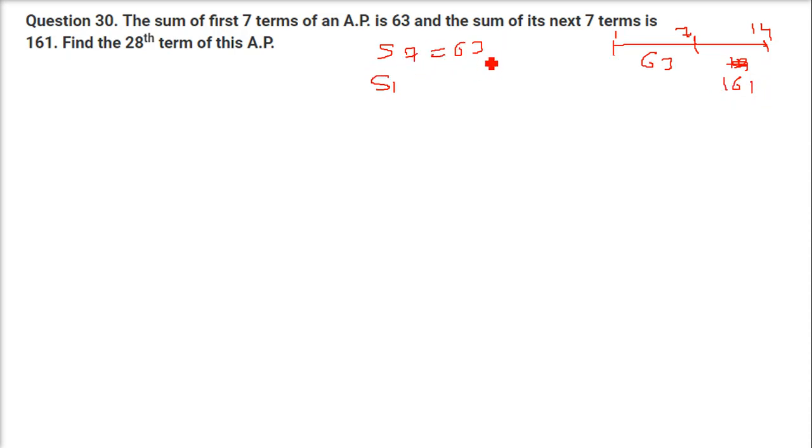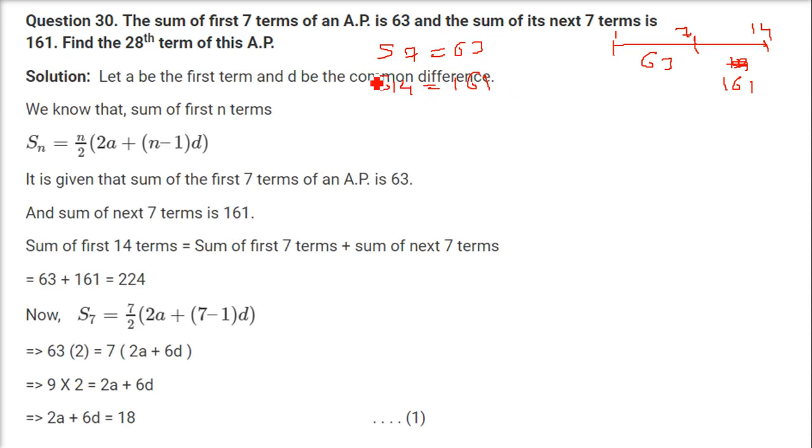So S7 is 63 and S14 is 161, right? S7 is 63. And if you see, S14 is 161 from here to here, 7 to 15. This is not S14. I cannot write it like this.